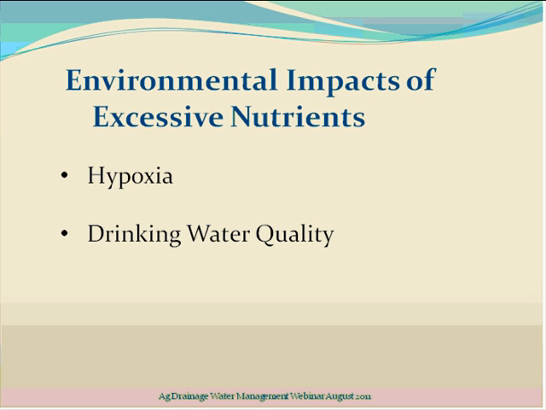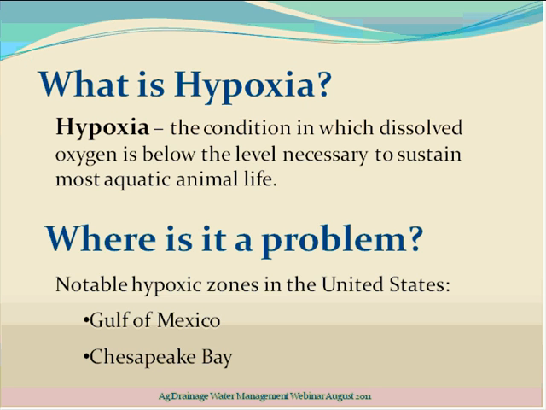The environmental impacts of excessive nutrients can be large. Hypoxia is one, and drinking water quality is another. We have hypoxic conditions in the Gulf of Mexico and the Chesapeake Bay, and hypoxia is the condition in which dissolved oxygen is below the level necessary to sustain most aquatic life.